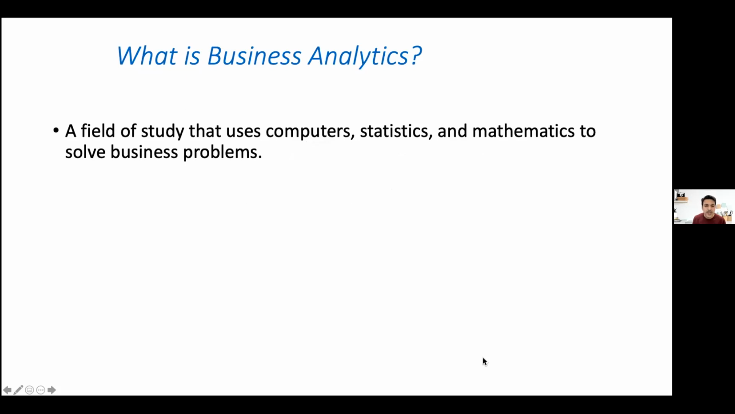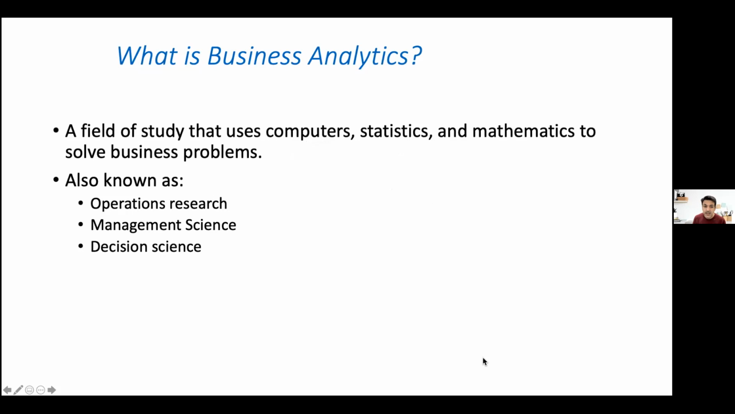A field of study that uses computers, statistics, mathematics, and these kinds of tools to solve business problems is known as operations research, management science, and decision science. So these are all the same. Sometimes they use decision science. Sometimes they say management science. As you know, the course is management science.